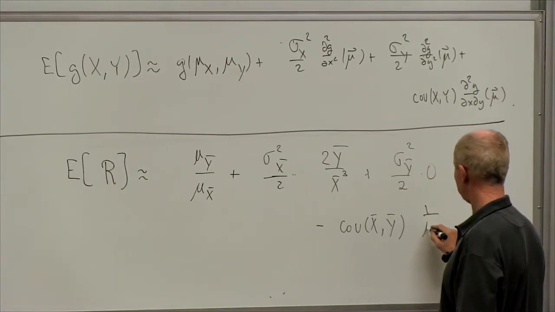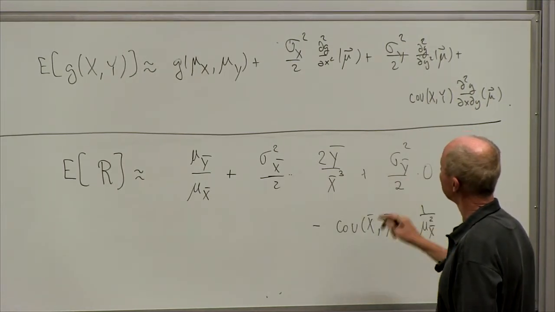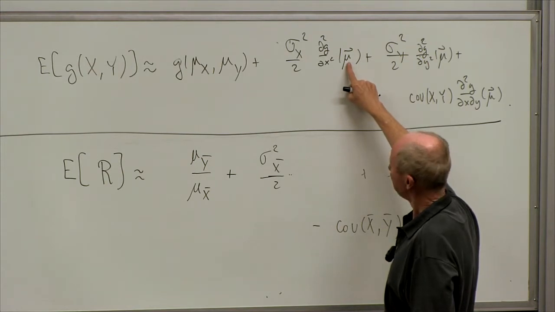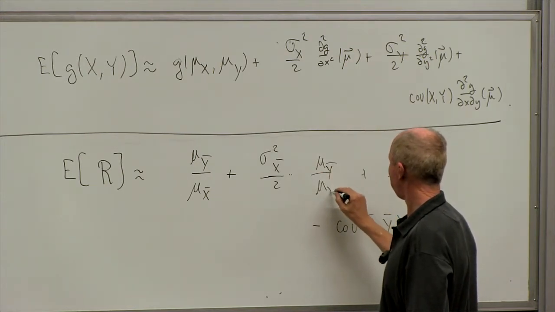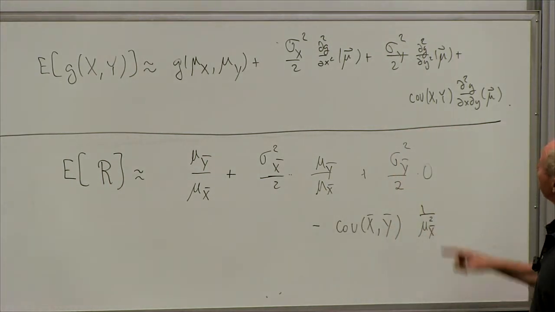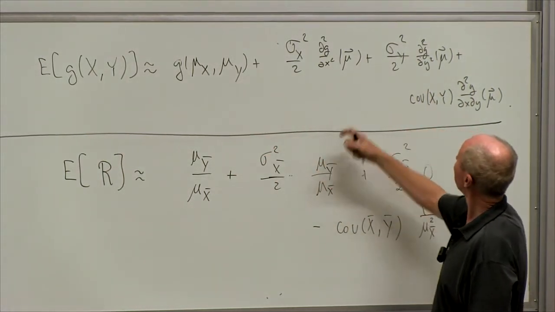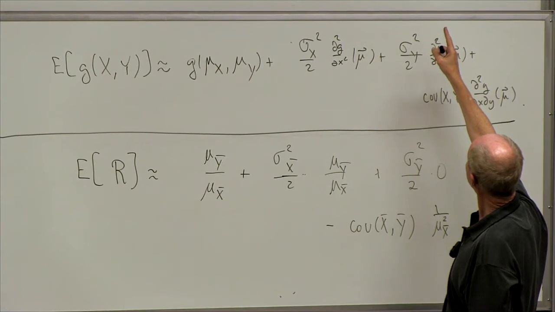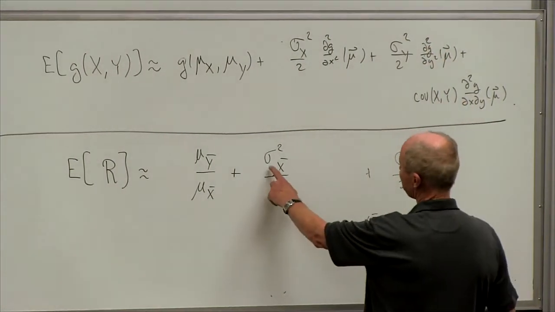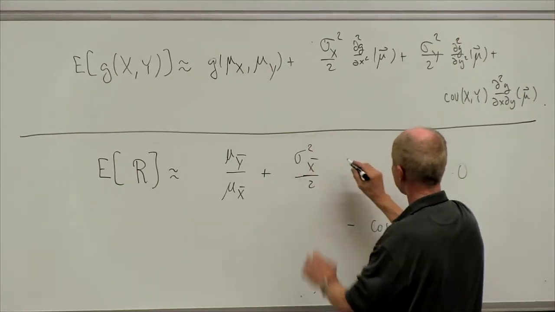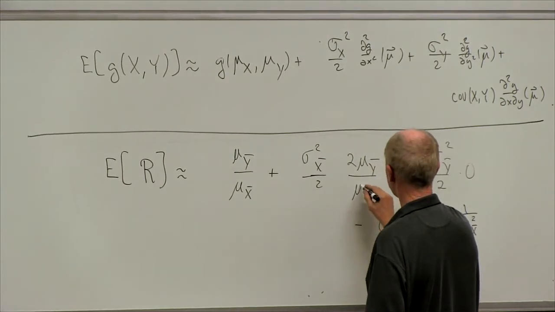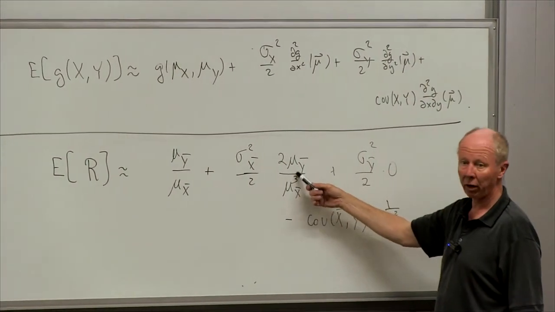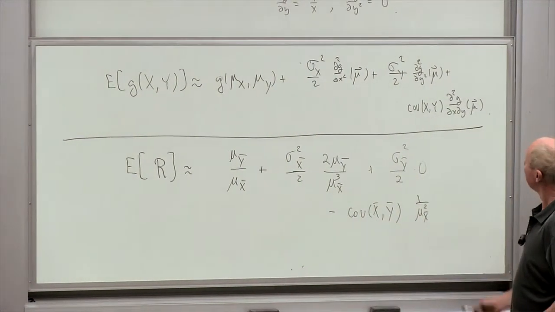But that's evaluated at mu sub x, so it isn't mu sub x bar squared. Actually, I'm sorry, I made a mistake. This is at mu, so that's mu sub y bar over mu sub x bar. It's g evaluated at mu sub x bar, mu sub y bar. So this is the sigma x bar squared term, so I have to multiply by this. It'd be twice mu sub y bar divided by mu sub x bar cubed. It's 2 times the second variable over the first variable cubed. The second variable is mu y bar, the first variable is mu sub x bar, and we get this.